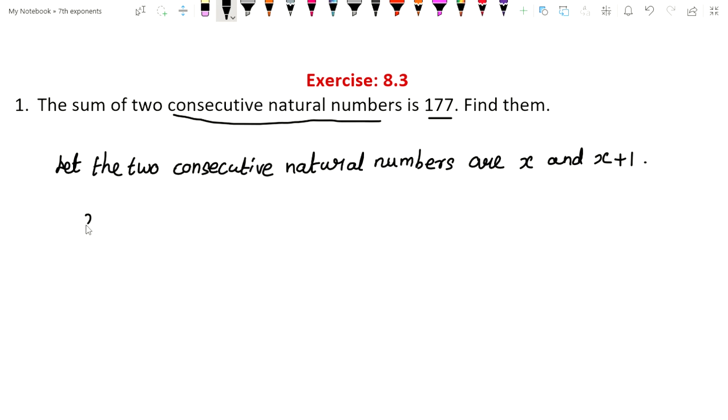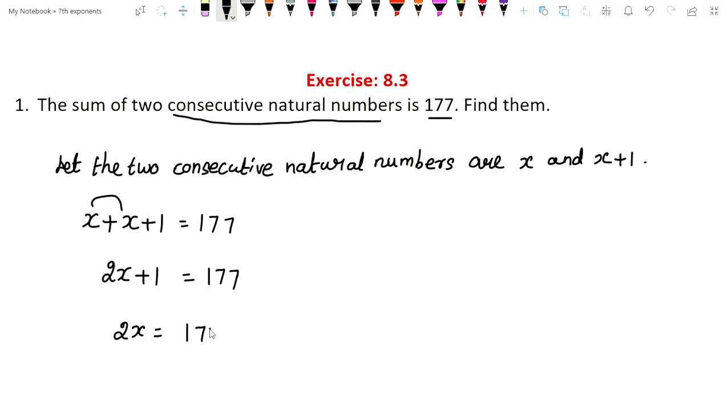Okay, so x plus x plus 1 equal to 177. x plus x, what children? How many x are there? 2x. So 2x plus 1 equal to 177. Okay. So 2x equal to 177, the plus 1 will change to minus 1. So 2x equal to 176.